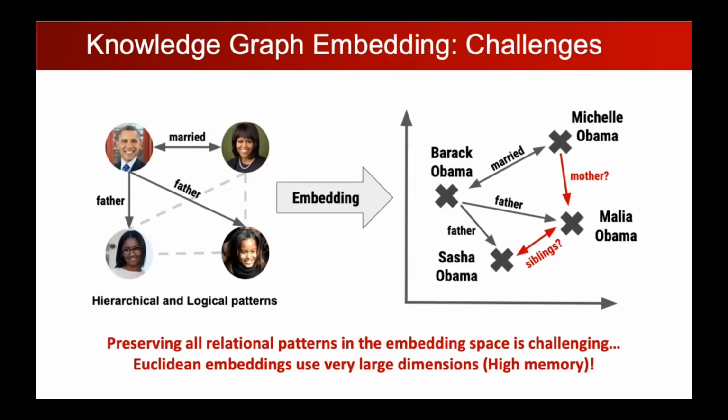And so when we represent these entities using embeddings and the relationships using geometric transformations in the space, we want to make sure that these transformations capture all the logical and hierarchical patterns found in the original data. And this is really hard to do in general in Euclidean space. So previous work has been using very high dimensional embeddings to capture all these patterns, but this is obviously expensive to store and leads to memory issues. So we're interested in overcoming this limitation by using low dimensional embeddings.